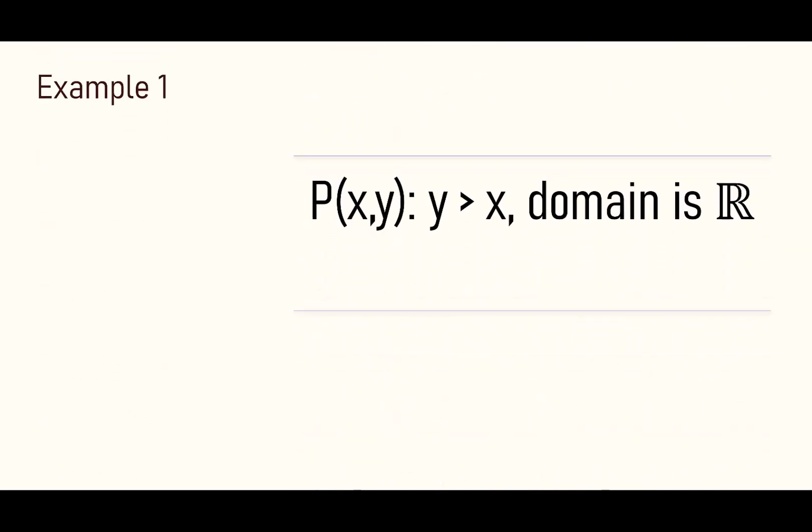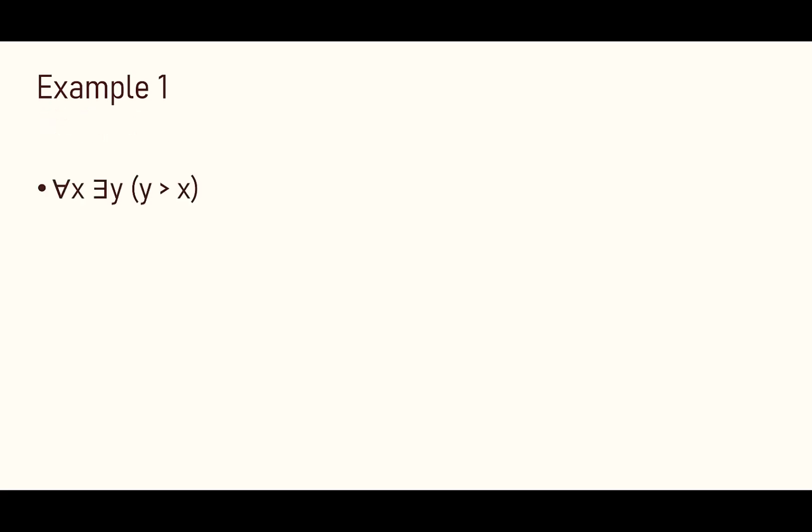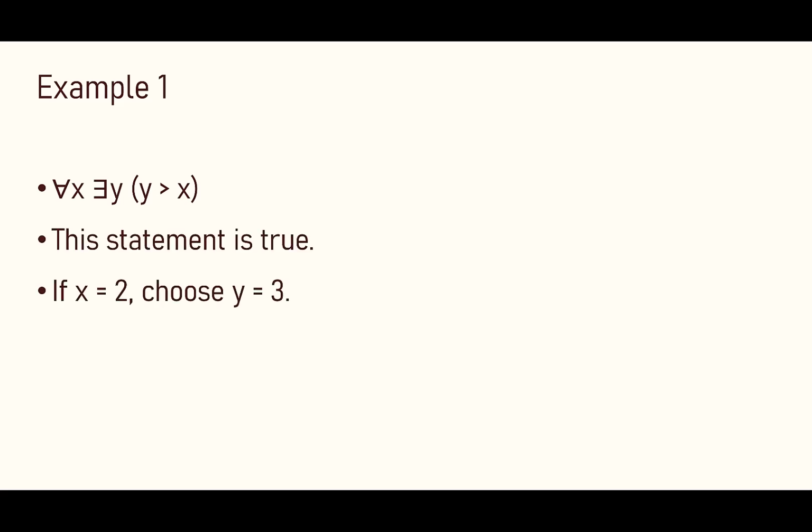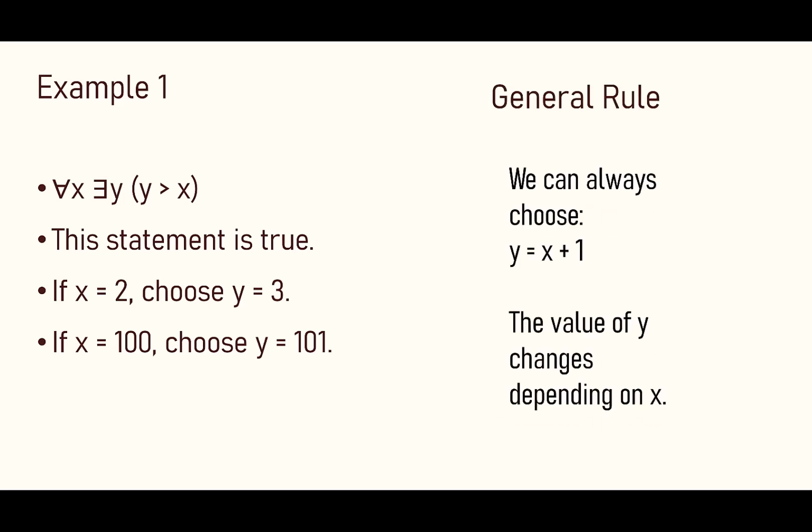We'll use the predicate p of x y is y is greater than x over the domain of the reals. Now we'll use the nested quantifier for every x there exists y for p of x y, or in this case y greater than x. This statement is true. Let's say x is 2. We could choose y to be 3. Or if x is 100, we can choose y to be 101. In general, we could choose y to be x plus 1. So the value of y could change depending on the value of x, but for every x we could find a y where y is greater than x.